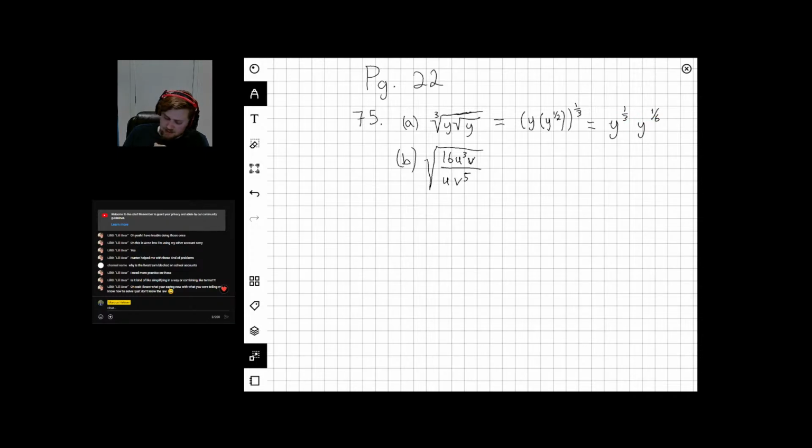Then we're going to add these together. 1/3 is the same as 2/6. So this is all going to be y to the 2/6 plus 1/6. Well, that's 1/2. That should be y to the 1/2. If I wanted to rewrite that as a radical, that's the same as square root of y.